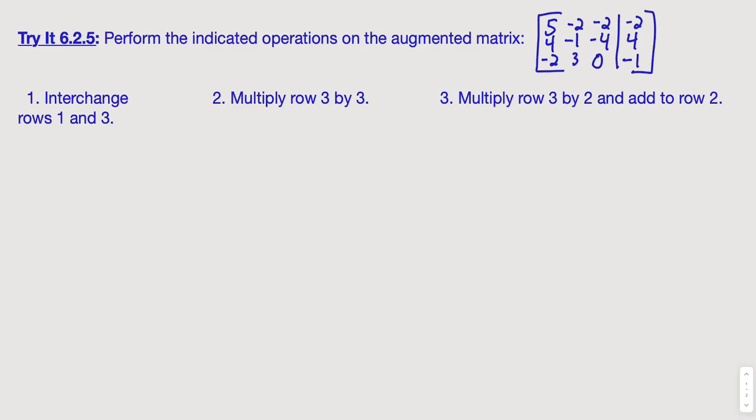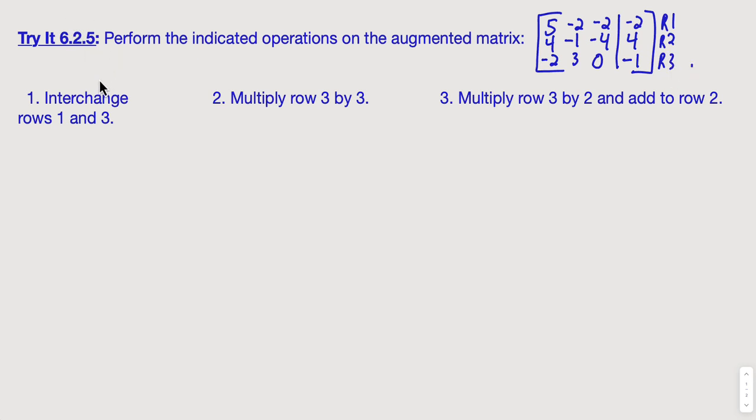So now we're looking at row operations on augmented matrices. In this try exercise, we're asked to perform the indicated operations on the given augmented matrix. We're given this matrix here, 5, -2, -2, -2. And just as a reminder, we number the rows from top to bottom. So this is row 1, this is row 2, and this is row 3.